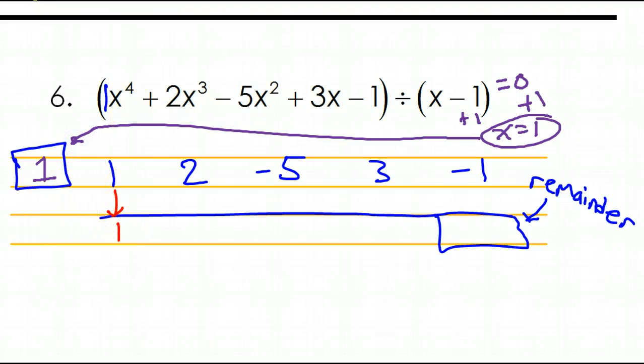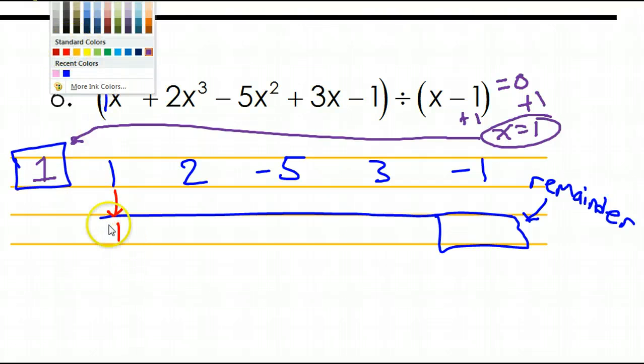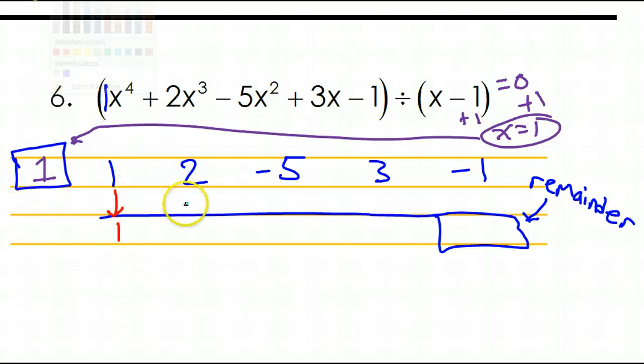Anyway, so I've got to do 1 times 1 is 1. Combine like terms, that's 3. 3 times 1 is 3. Combine like terms, that's negative 2. Negative 2 times 1 is negative 2. Combine like terms, that's 1. 1 times 1 is 1. Combine like terms, that's 0. All right, so this time there is no remainder.